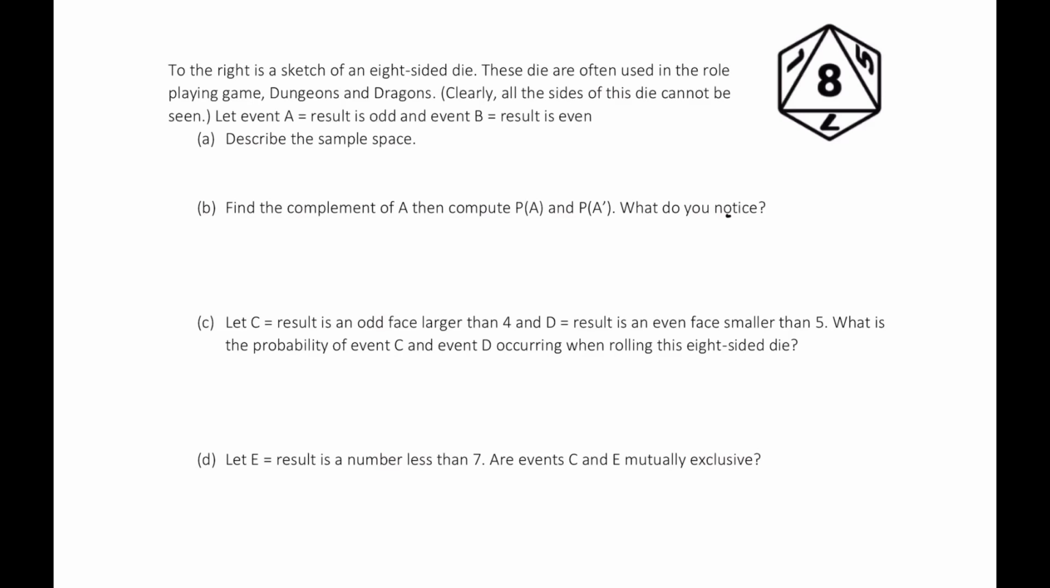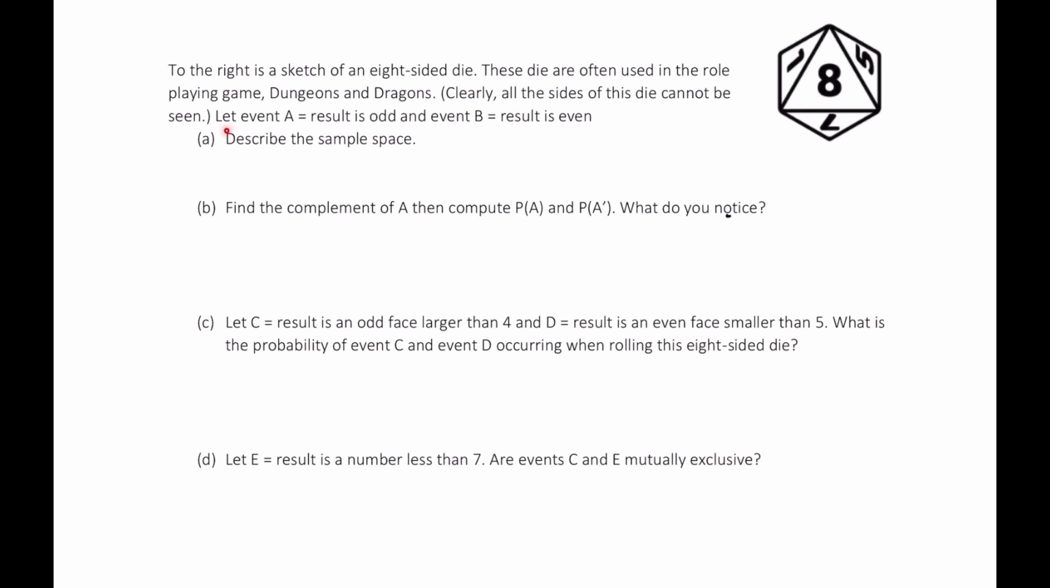Welcome. In this video, we are going to go over some probabilities which occur when rolling an 8-sided die. So to the right is a sketch of an 8-sided die. If you haven't seen these before, these are used in role-playing games, and a lot of board games now use them as well. Clearly we can't see all the sides, but there are 8 sides numbered 1, 2, 3, 4, 5, 6, 7, 8. And I just answered our first part of our question, by the way.